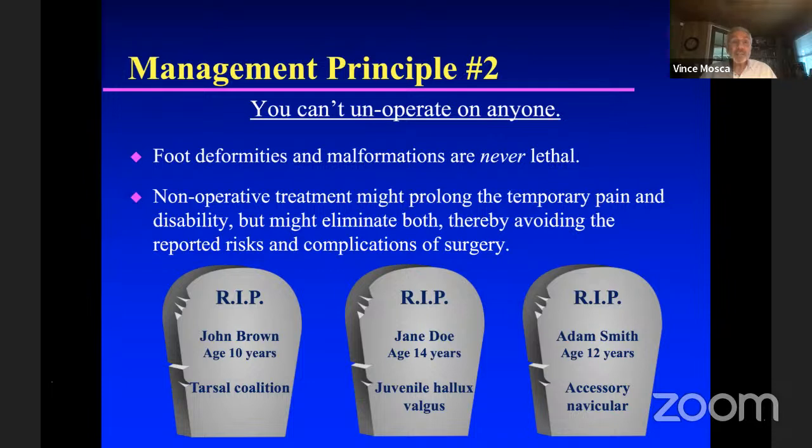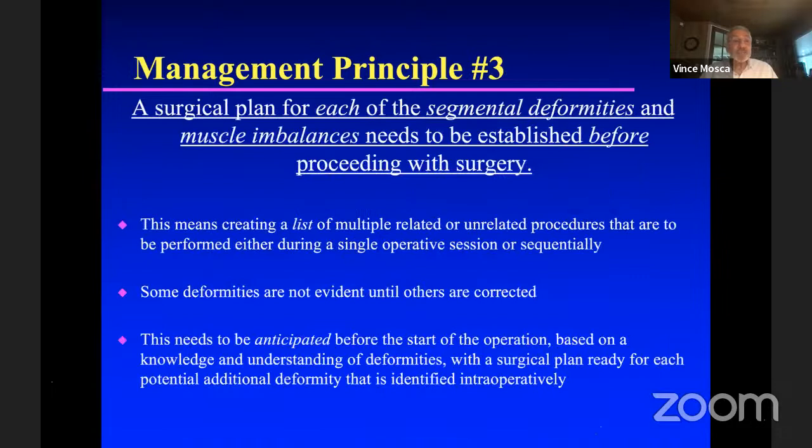And if one cannot stop the pain, then surgery should be performed. But don't go right to surgery because you have a symptomatic coalition or hallux valgus or accessory navicular or some of the conditions. Try non-operative management first. Change sports from soccer or cricket to swimming or cycling or some other activity. Try to stop the pain, because stopping the pain should eliminate the surgery and its complications.